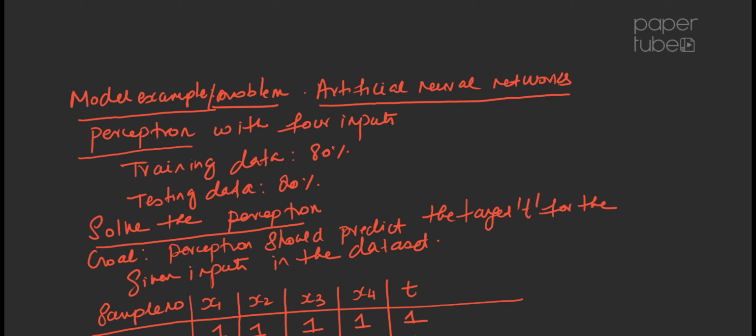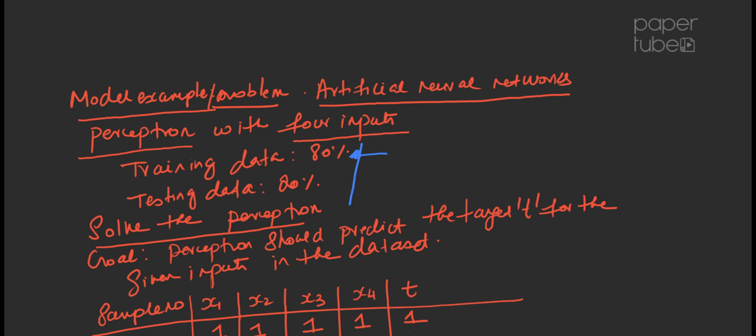It can contain only one layer with one perceptron, or it can contain more than one layer with each layer containing more than one perceptron. This is something that we learned during the lecture hours, but for the moment we are going to solve a single perceptron that contains 4 inputs, and then we have some data. So 80% of the data will be used to train the network.